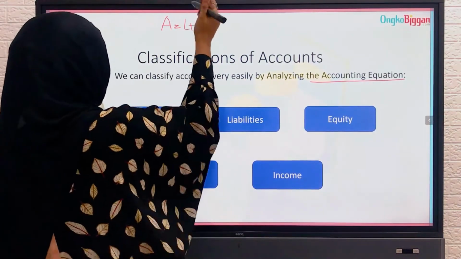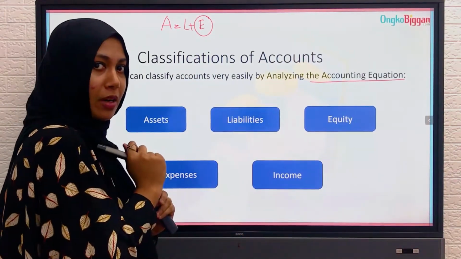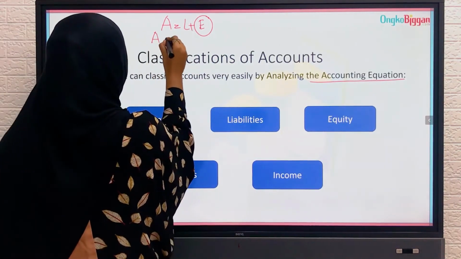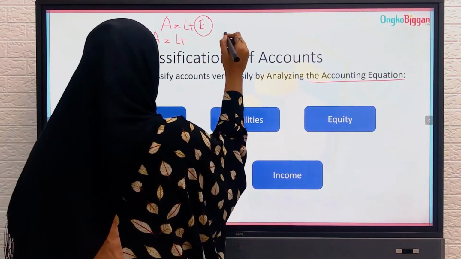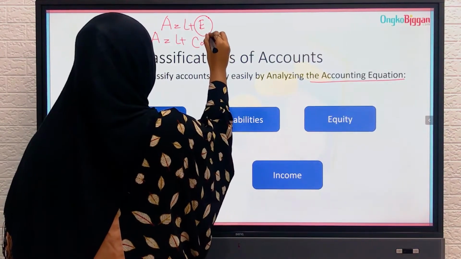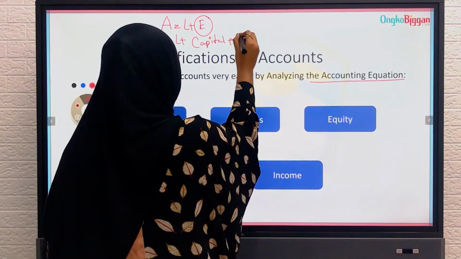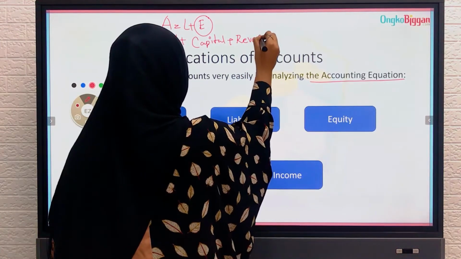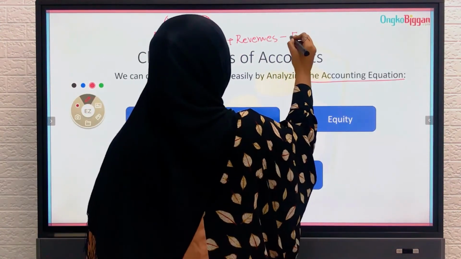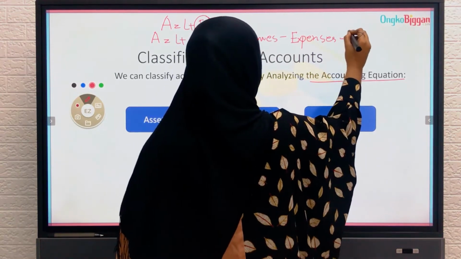What's that? This equity we can separate into 4 different elements. And what are they? Let me write it. A equal to L plus capital for the equity only. Capital plus revenue, minus expenses, and minus withdrawal.